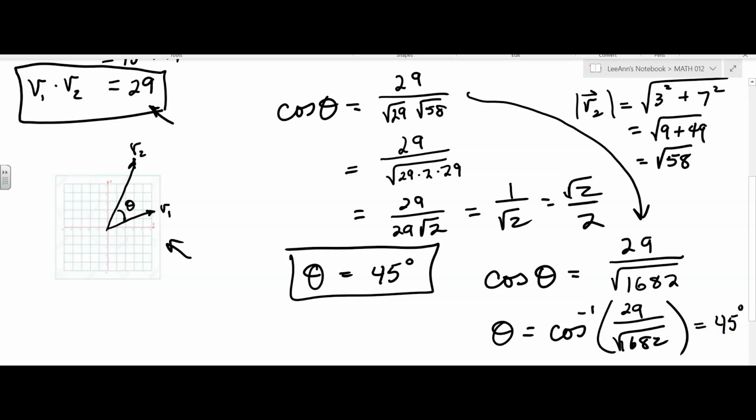So you can do it with a calculator, or you can just do it with some algebra. And I'm a fan of the algebra, so it's like, why would I bother finding my calculator? But anyway, both options available for you. A lot of times theta is not some convenient angle, so then you kind of do have to go to the calculator.